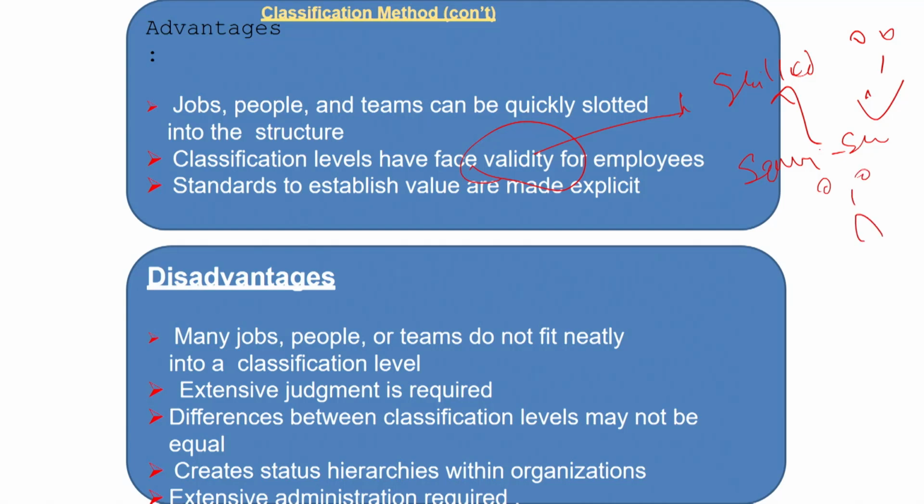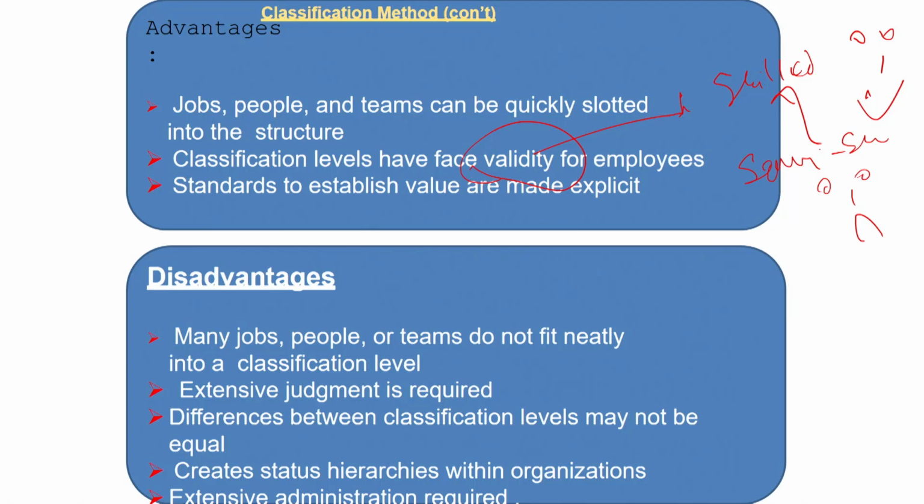Then in the case of disadvantages, as I told you, people do not actually fit, or extensive judgment is needed. Differences between the classification levels may not be equal. As I told you, they are independent of each other. So the bifurcation between one class level and the class 2 level is very difficult to identify, and it creates status hierarchies within the organization, because people have a sense of pride in themselves: okay, I belong to the class 1 category, I belong to the class 2 category.